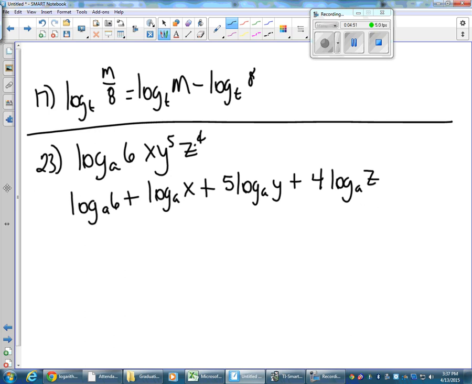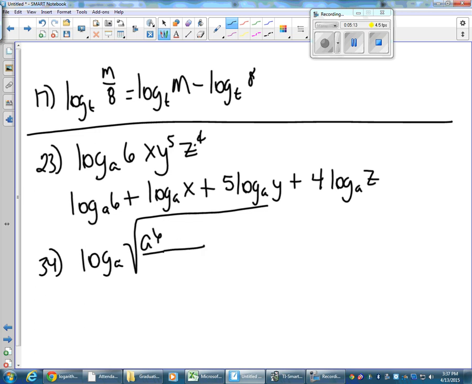It's kind of expanding it, and then they're going to want you to condense, but for now, that's expanding that. You do have some that use roots, like for instance problem 34. They want you to write this big problem as a sum and difference.